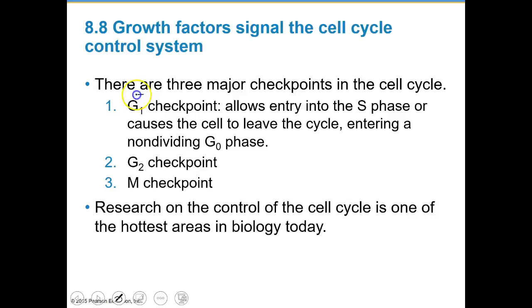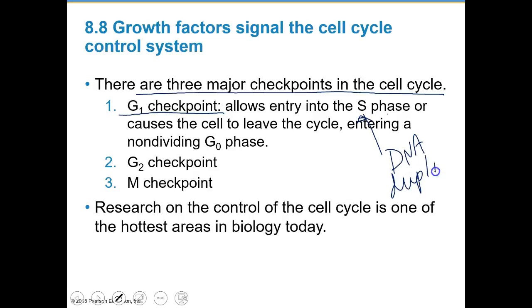So here are the three major checkpoints in the cell cycle. We have one at G1, which will allow entry into the S phase. And remember, we talked about the S phase. So the S phase is, right, DNA duplication. So at this point, if you're duplicating the DNA, then you're trying to say, all right, cell division is going to happen.